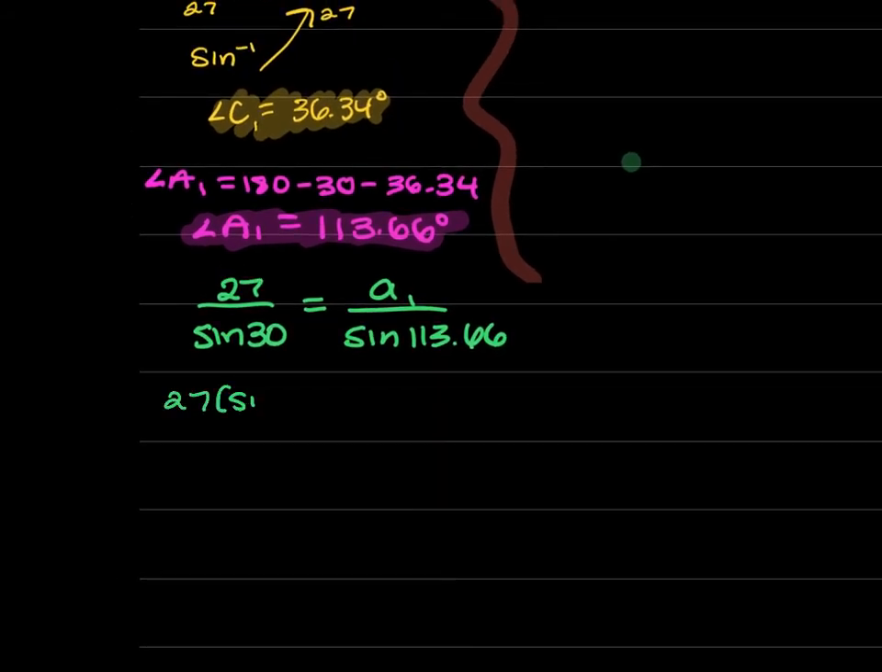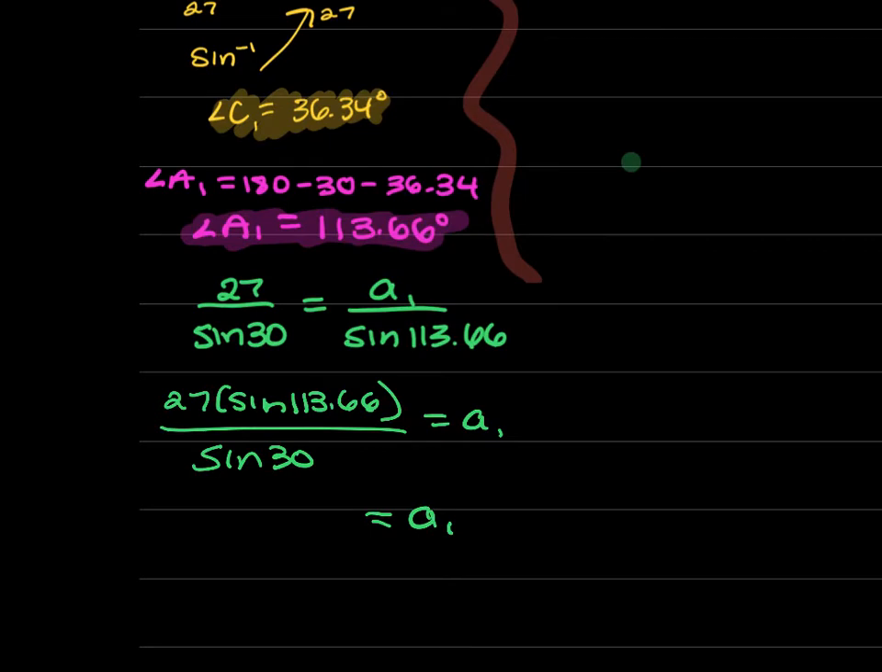Again, cross multiply and divide. And I get A1 is 49.46. I'm rounding these to 2 decimal places, but just pay attention on your test. It will tell you what to do.